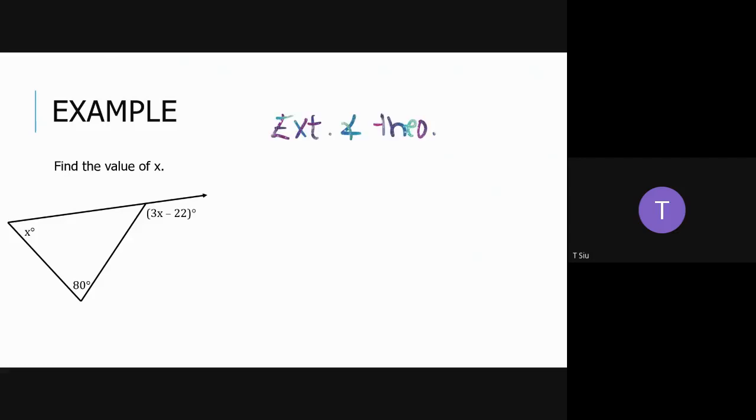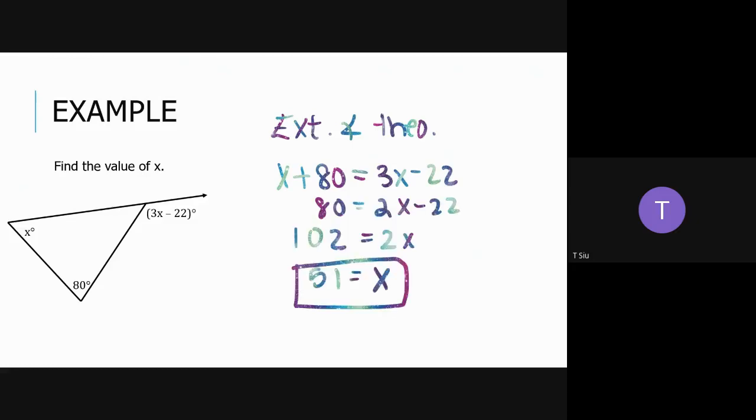So I would use the exterior angles theorem, which states that the exterior angle, which is 3x minus 22, is equal to the sum of the two non-adjacent angles, which are x and 80. So x plus 80 is equal to 3x minus 22. I would solve for the value of x, and x is equal to 51 degrees. And since in this problem I was only looking for the value of x, I can stop the process here.